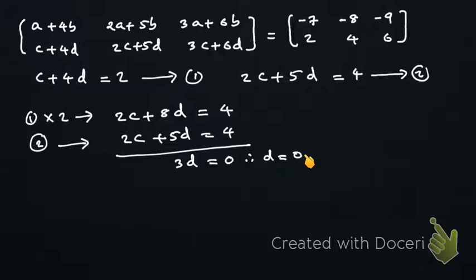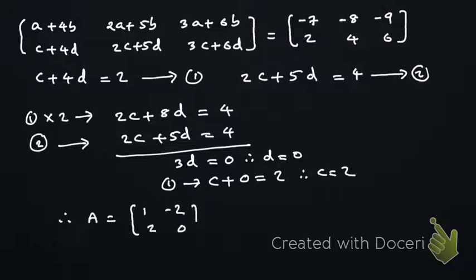Once I get the value of D, I'll substitute this back into one of the equations. Into the first equation, if I put C plus 4D is 2, but D is 0, I know. So C plus 0 is equal to 2. Therefore, C is 2. So we found the values of A and B earlier, and now we found the values of C and D as well.